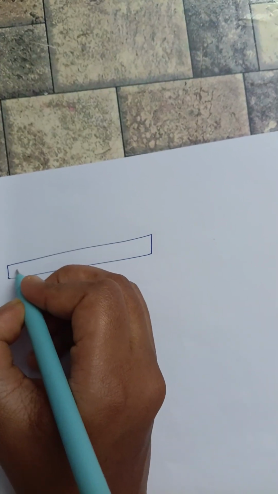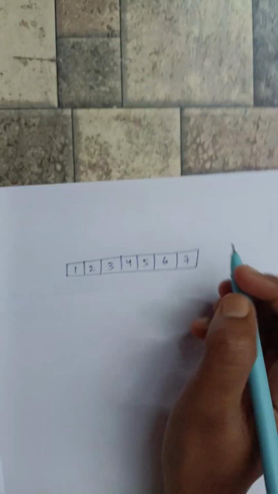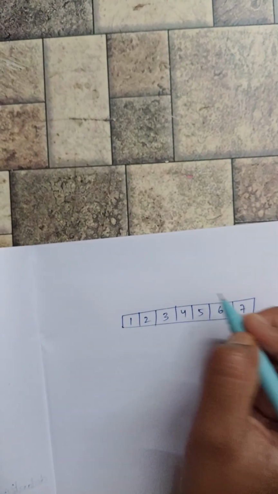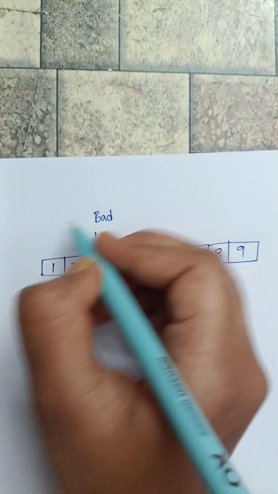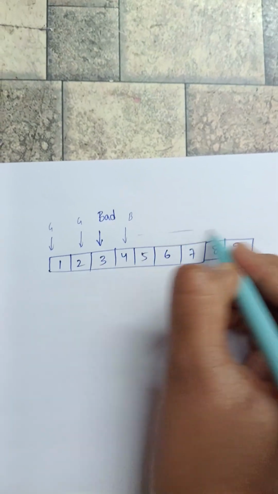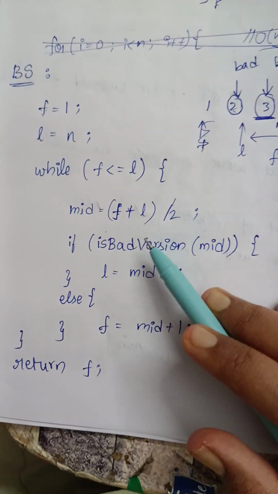Suppose we have the versions something like 1, 2, 3, 4, 5, 6 and 7, and we have something like 8 and 9 also. Suppose that the initial bad version is this one. If this is the initial bad version, these two will be good. This is good, this is bad. All of them after will be bad only. We have written the code for this. You can observe how we have written it.